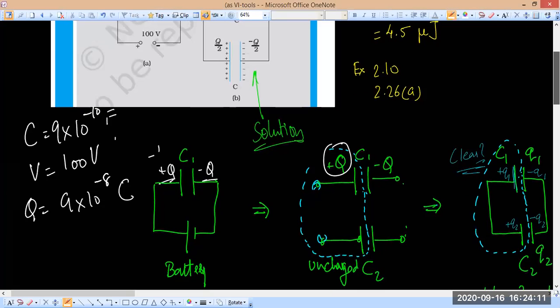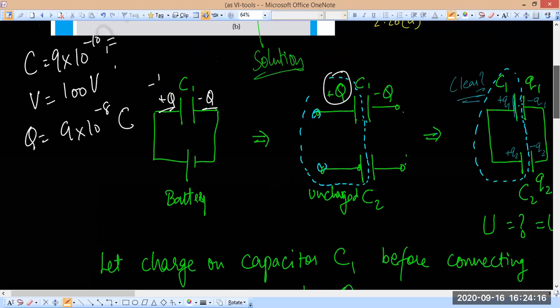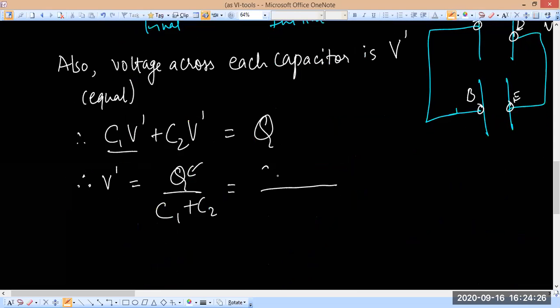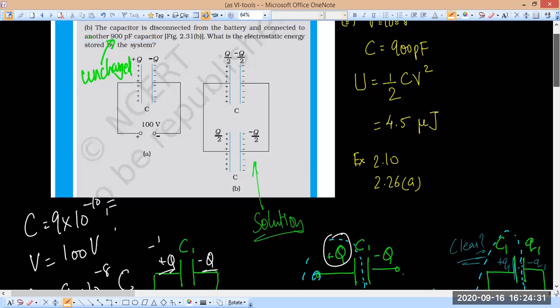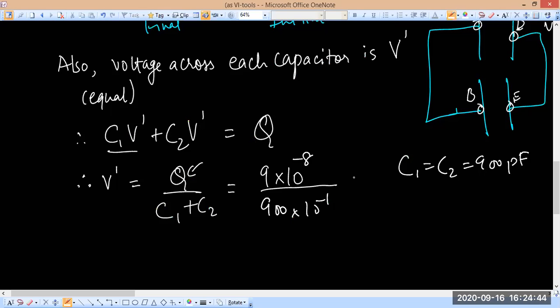Okay. So finally, we're going to put this value here. Nine into 10 raised to minus 8 divided by C1 plus C2. How much is C1? How much is C2? Both are same, right? It is equal to 900 PF. So 900 into 10 raised to minus 12. So this is going to be 100 volt. All right.